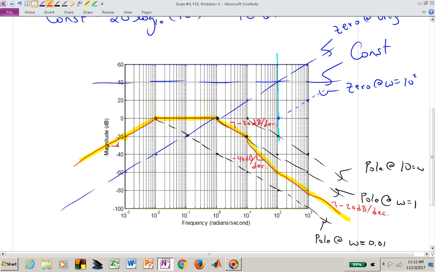And then before 10 to the minus 2, I'm sloping at plus 20 dB per decade. And that is now my magnitude sketch. Obviously, you could do a little bit better with a straight edge than what I've cobbled up here with a hand-drawn straight line. But that's now your magnitude plot for this particular transfer function.